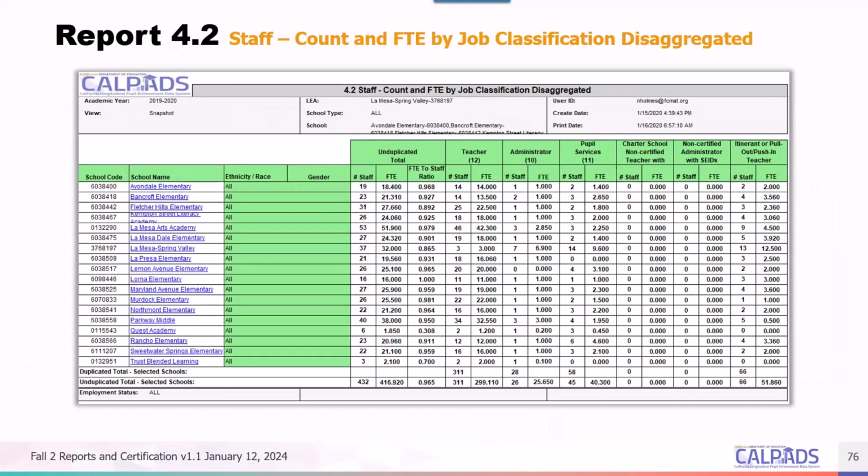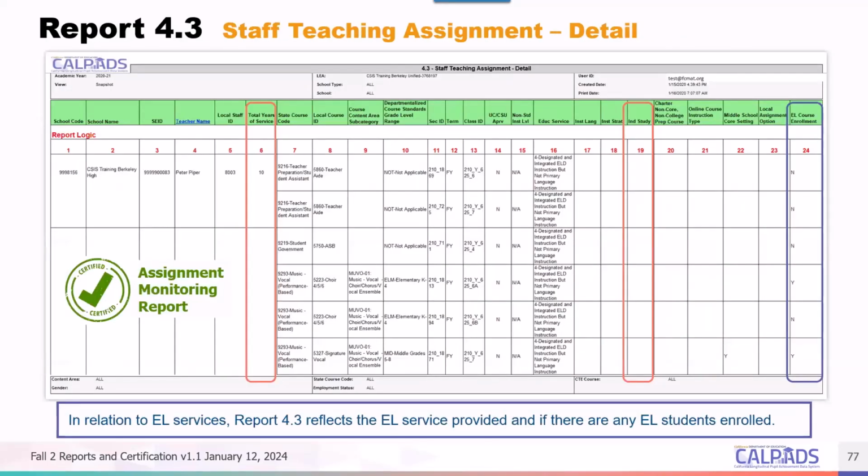Report 4.2, staff count and FTE by job classification disaggregated. Just the supporting report for 4.1, a little bit greater detail. Report 4.3, staff teaching assignment detail, just like the report 3.7. It's a report used for assignment monitoring.